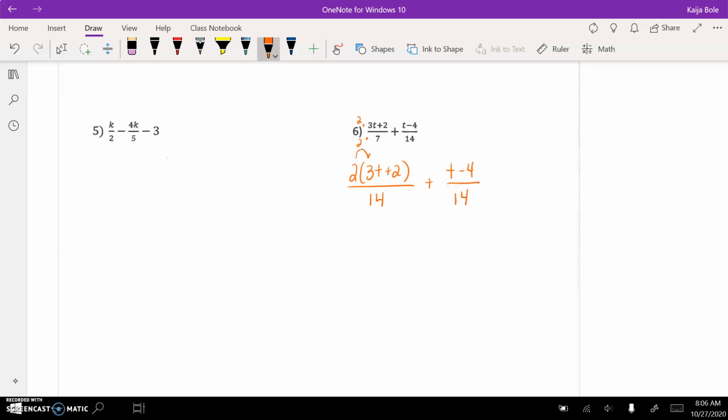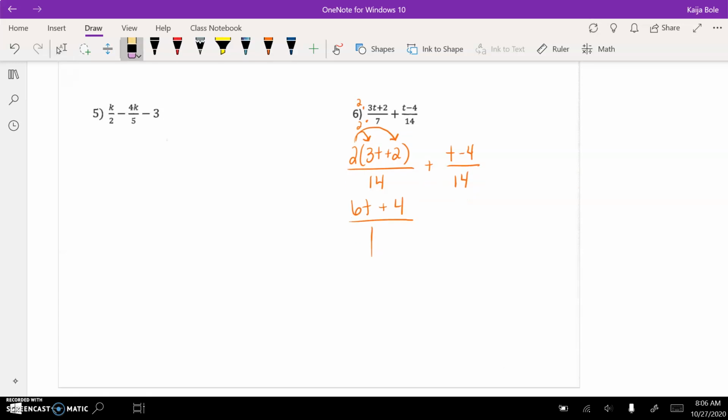Now I have to distribute this 2 to both parts. So I'm going to end up with 6t plus 4 over 14 plus t minus 4 over 14. And now from here you can go in a few routes. Some of us will want to write it all as one fraction. So then we have 6t plus 4 plus t minus 4. These pluses and these t's start to look very similar. All over 14. And then maybe you go in and you circle.